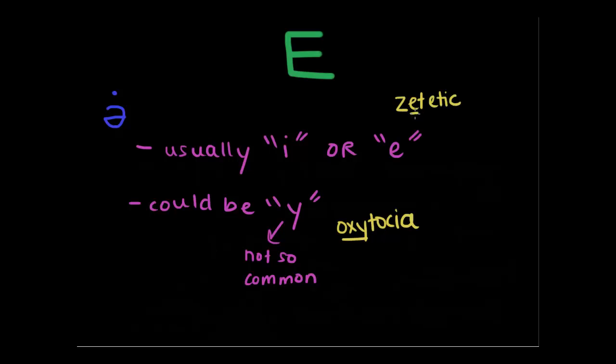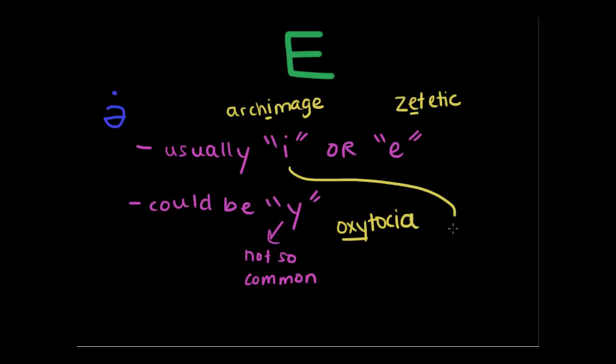Zetetic, right here at the beginning, zetetic. And with an I, archimage. You might recognize image in there, imago, archimage. So again, these roots are very important. The thing is, I is going to be more common because of the endings ESIS, ISIS, and YSIS.